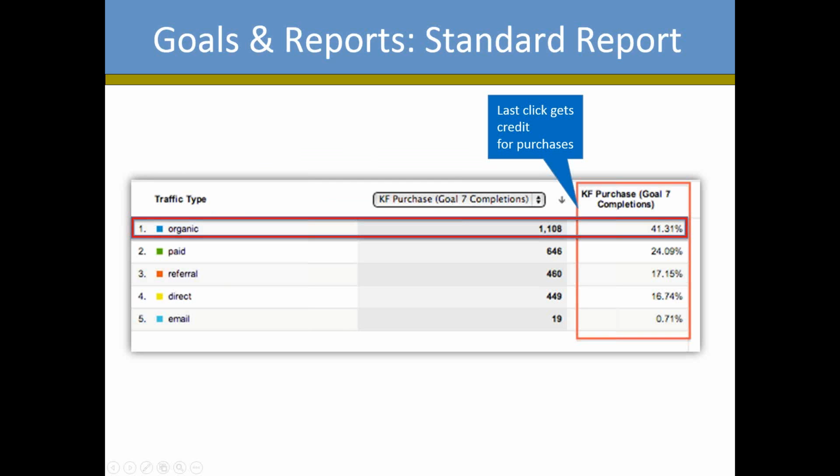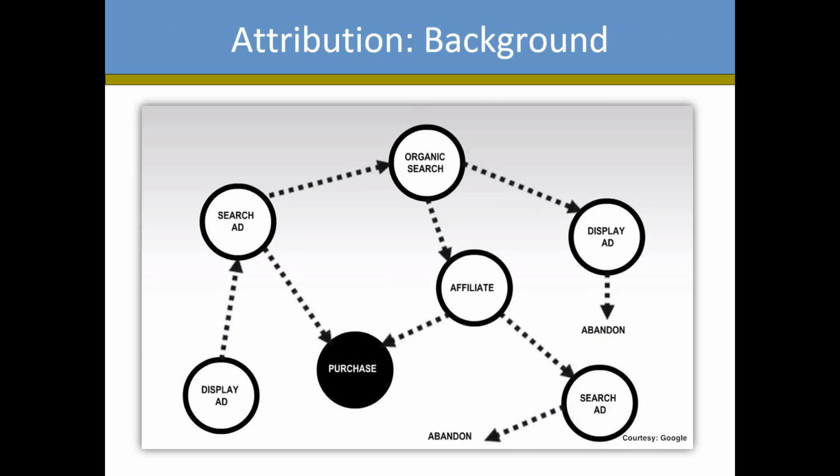Organic gets 100% under the last-click model, and so if I downloaded a white paper, if I first came from paid search, email, and then did a search and downloaded the white paper, organic would get all the credit under the last-click model, and this is really what you see in Google Analytics now.